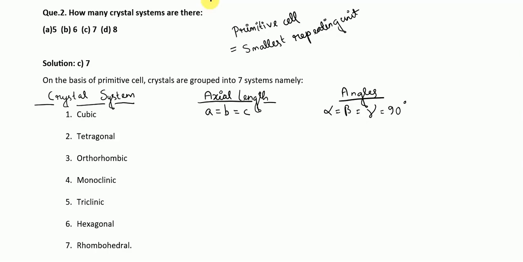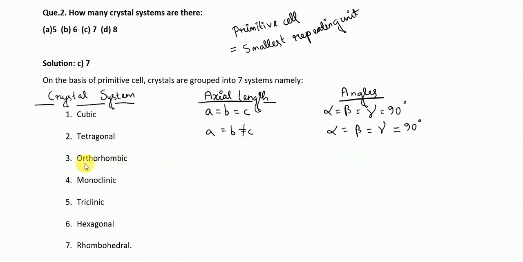for a perfect cube. Now the next system we have is tetragonal system. Think of this as a stretched cube. So the 2 axes are the same length, but the third axis is either longer or shorter. And all the angles are still 90 degree, maintaining a box-like structure. So we will write this.